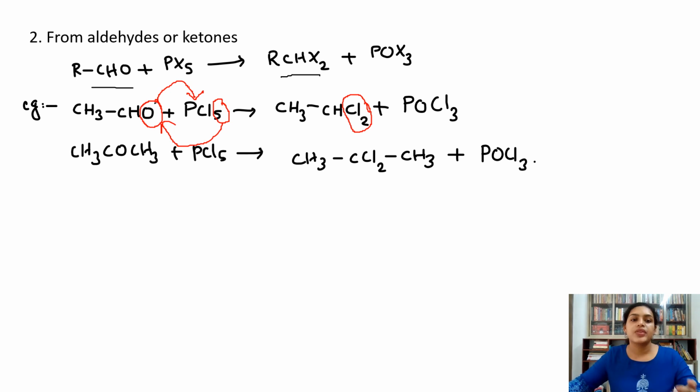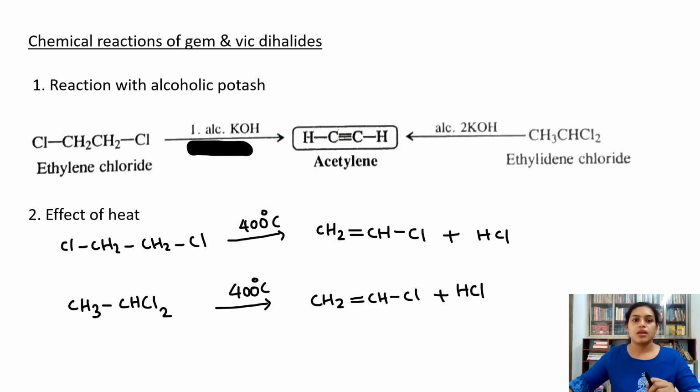Now let's see the interesting reactions of them. I'll be discussing the reactions together. First is the reaction with alcoholic potash, for both gem and vic dihalide. Here I have taken the example of ethylene chloride and ethylidene chloride. Both gem and vic dihalide will give you acetylene on reaction with alcoholic KOH. So both give the same product.